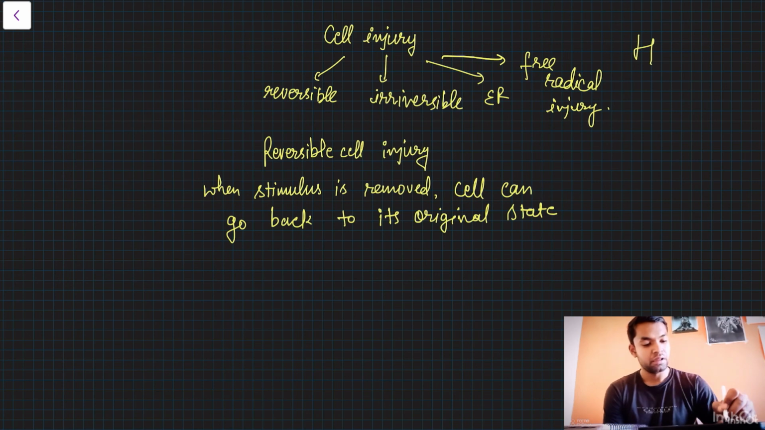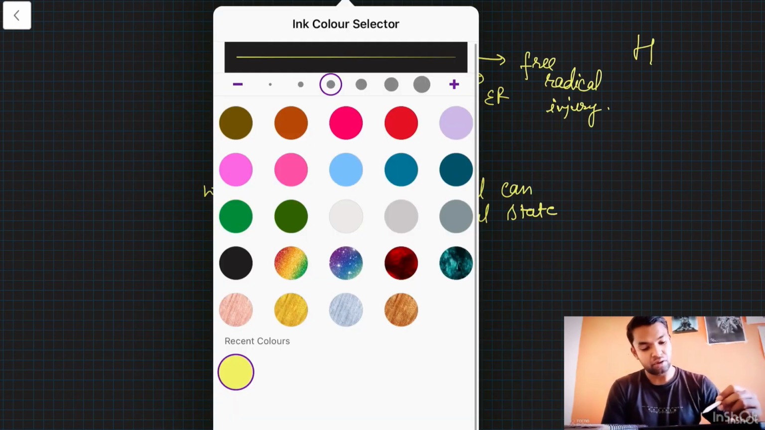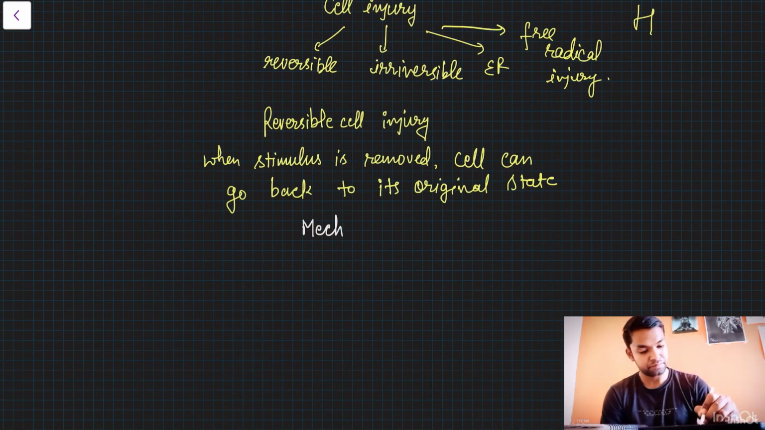So, in reversible cell injury, when injurious stimulus is removed, then the cell will go back to its original state. So, what is the mechanism of this? We are going to discuss. So, mechanism of reversible cell injury.